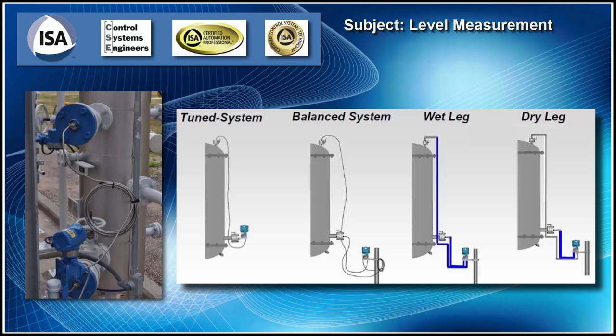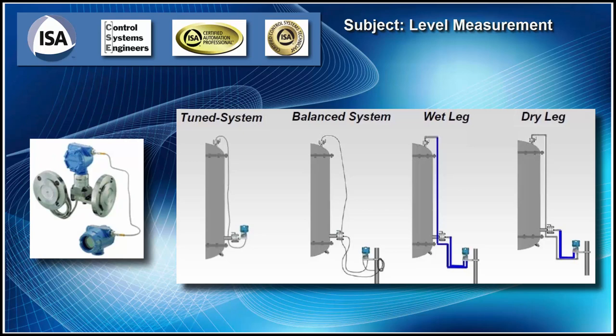Now, this last one is exactly the same thing, except it's what they call a dry leg. There's no fluid in there. So the wet leg, we may fill with water, a processed fluid, or glycol. We'll use that as our reference leg. But on a dry leg, the pressure just comes down to the transmitter, and it's not pushing against fluid in that tube.